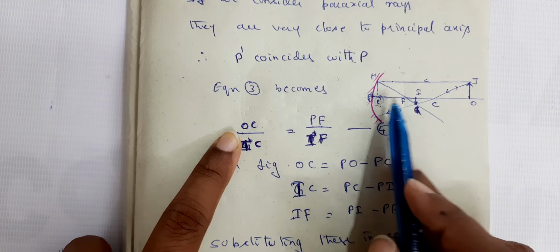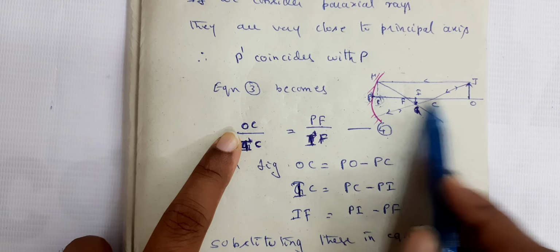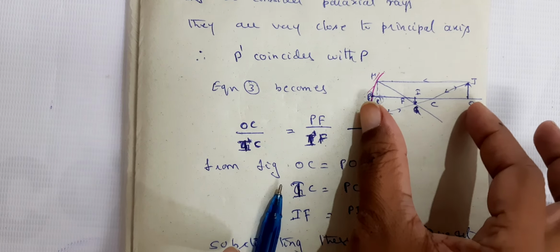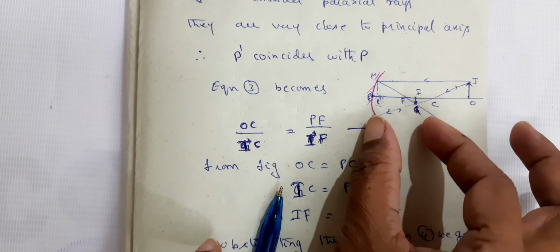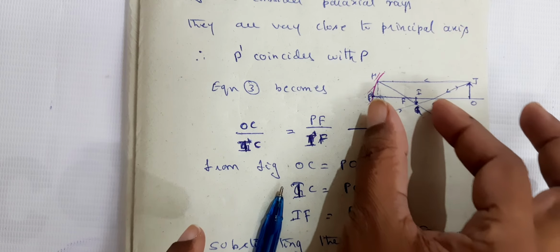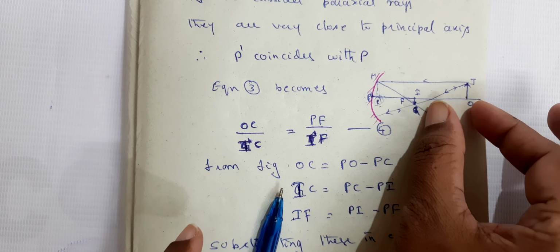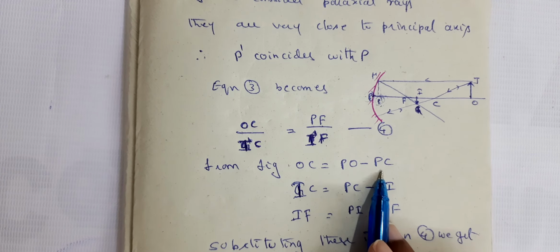OC in terms of P means from here you need to consider. From here to here, PO is this distance. We need only this distance. So from this distance, you are going to subtract this distance. That is PO minus PC gives you OC. So in place of OC, you are writing it as PO minus PC.